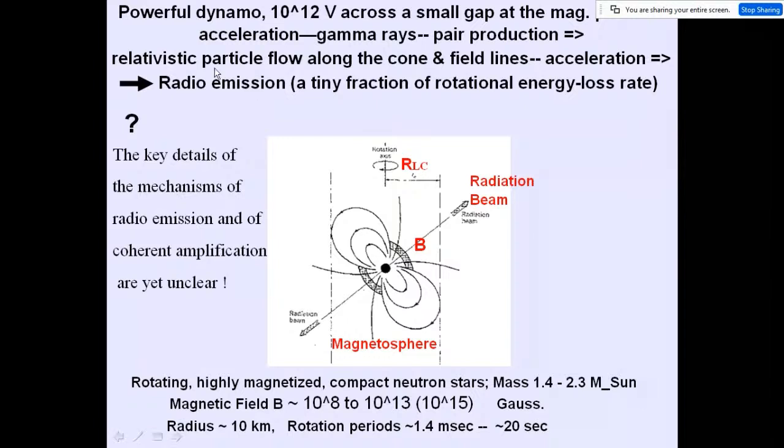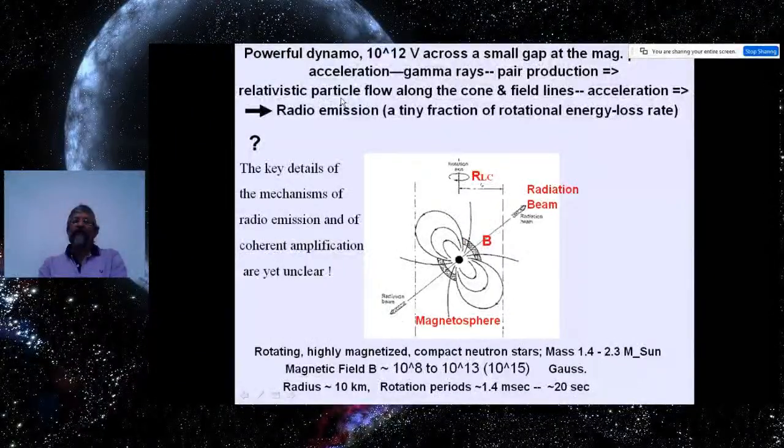So the overall picture we have seen is a powerful dynamo with a large potential difference across a small gap. This produces acceleration of charged particles, which radiate gamma rays or high energy radiation, which interacts with the magnetic field and produces electron-positron pairs. This is an example of radiation or energy turned into matter. Pair production is a beautiful example of that.